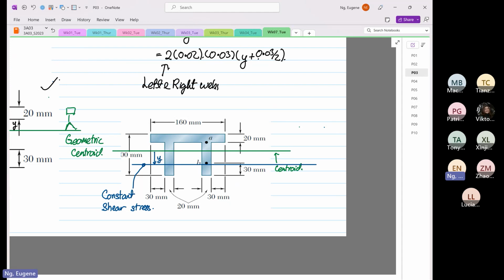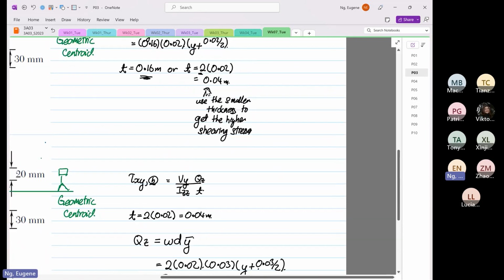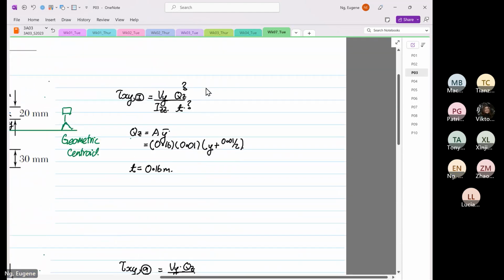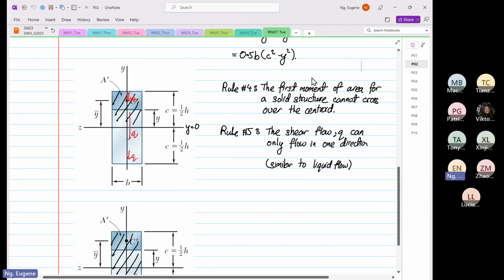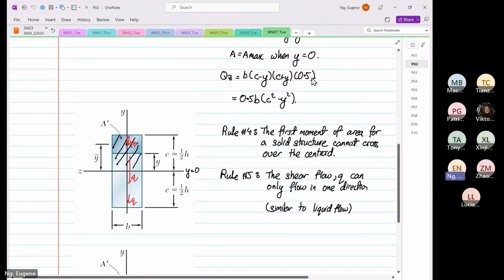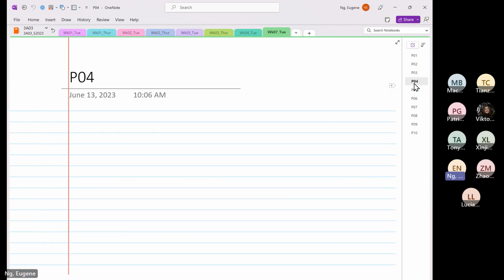Okay. For now, you don't really see what I mean yet, but later on, when we do the example, you will appreciate it better. Okay. So we have applied all the 5 rules. So now we go back to deriving our equation. Okay. So where we stopped last, we said that Qz is equal to 0.5 b (c squared minus y squared). So I'll write the equation over there. Okay, and I'll still copy this diagram.